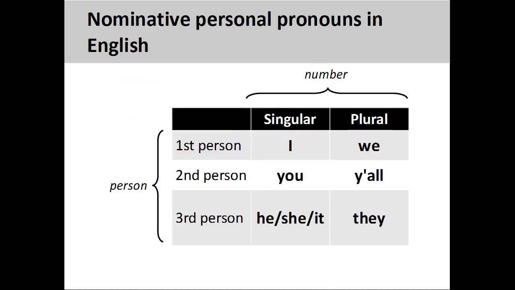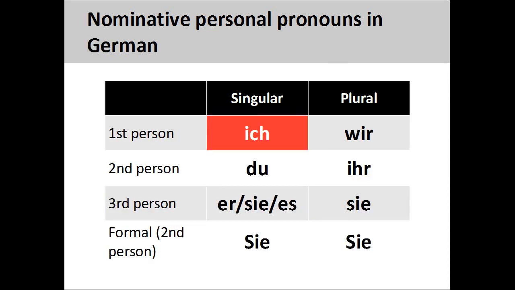The personal pronouns in English are I, first person singular, you, second person singular, he, she, it, third person singular, we, first person plural, y'all, second person plural, a dialect form found in Southern American English, and they, third person plural. I will explain the nominative case in a later presentation.